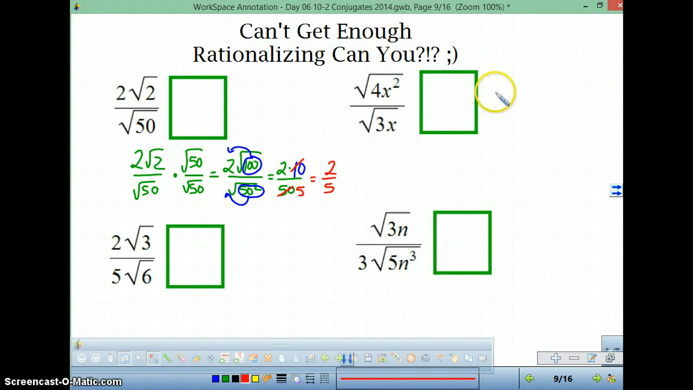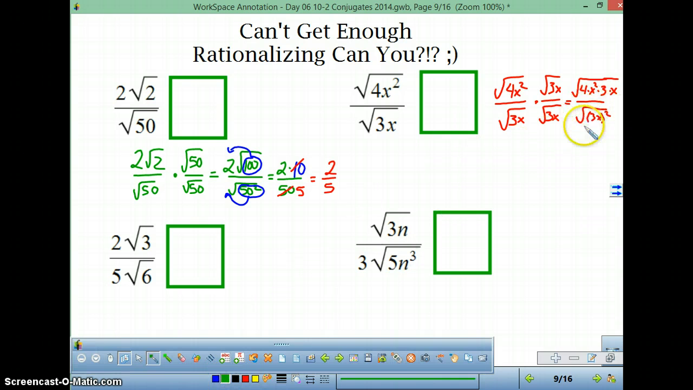Let's try another one. Square root of 4x squared over square root of 3x. Now I could simplify this one right away because I see some perfect squares. The way I'm going to do it though is I'm just going to go ahead and multiply by square root of 3x over square root of 3x. Up here I'm going to end up with square root of 4 times x squared times 3 times x. And in the bottom, the square root of 3x squared. Okay.